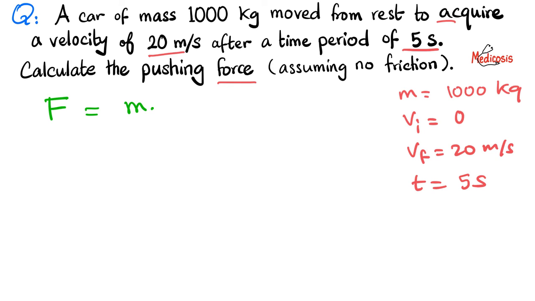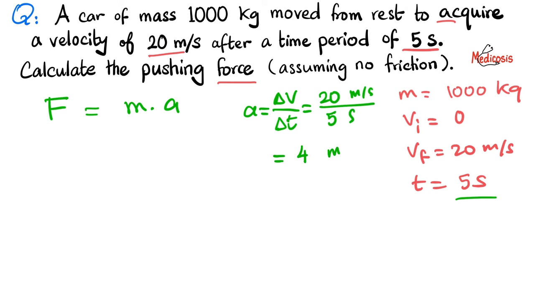Do I have an equation for force? Yes. Force equals mass times acceleration. Do I have the mass? Yes, I do. Do I have acceleration? I do not, but they gave me velocity and time. So here is acceleration equals delta V over delta T. What's the change in velocity? It's the difference between final and initial. It is 20 minus 0, or simply 20 meters per second. And what is time? 5 seconds right here. 20 divided by 5 is 4 meters per second squared.